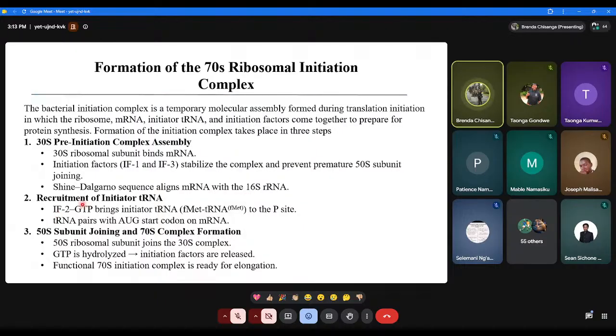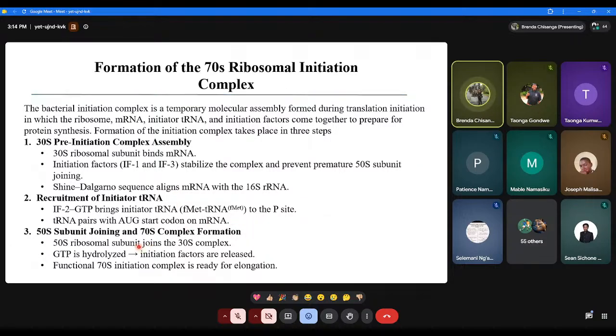Then, of course, there's recruitment of the initiator tRNA to come into the P site, and this one is facilitated by a complex of initiation factor 2, GTP, and also the tRNA, and together they move into the P site. And this is why I said the first tRNA goes straight into the P site and not the A site. This is because, and you're going to see very soon, the A site is blocked by one of these initiation factors, allowing the first tRNA to go into the first empty site, which is the P site.